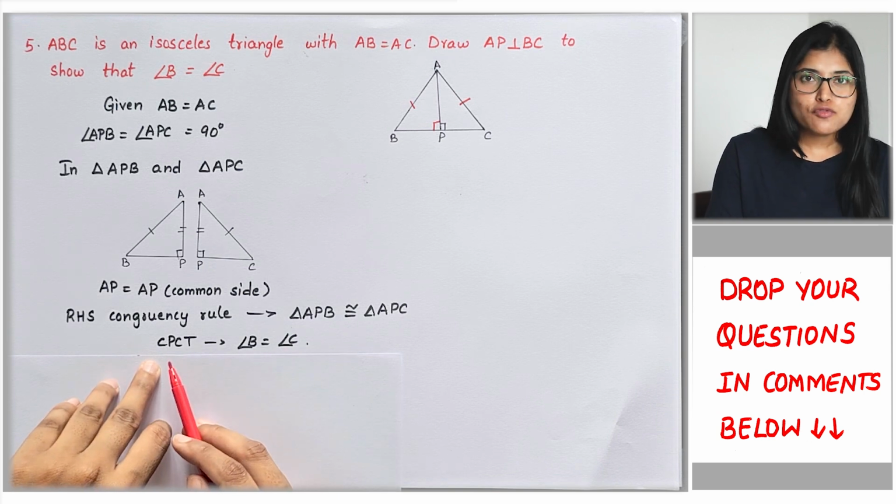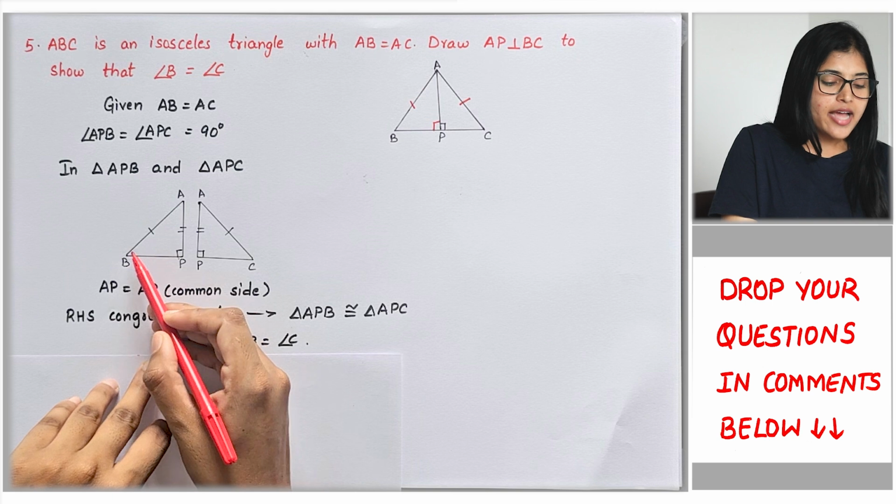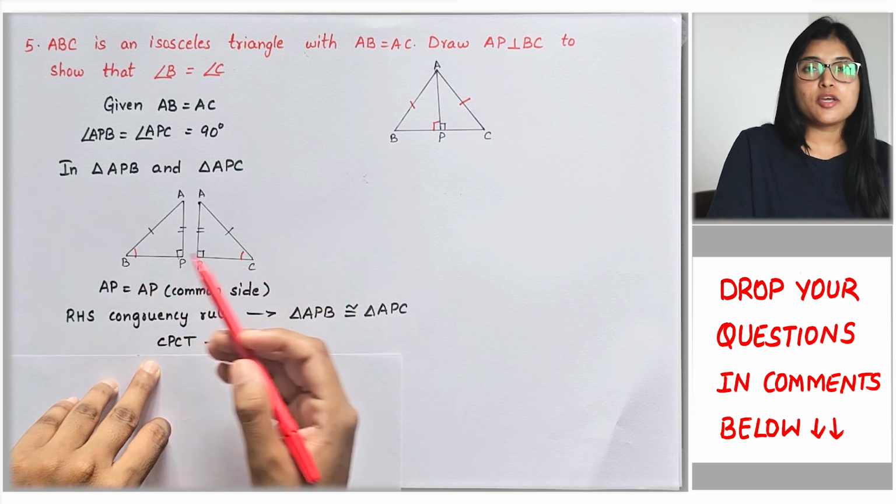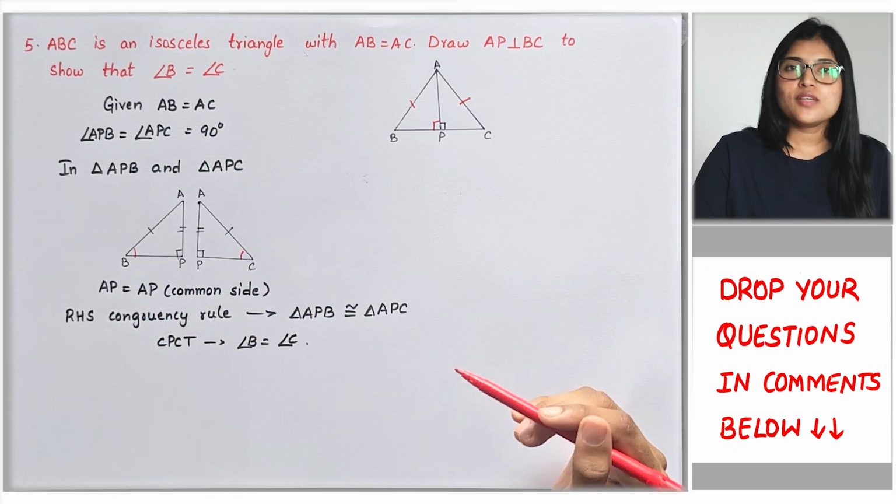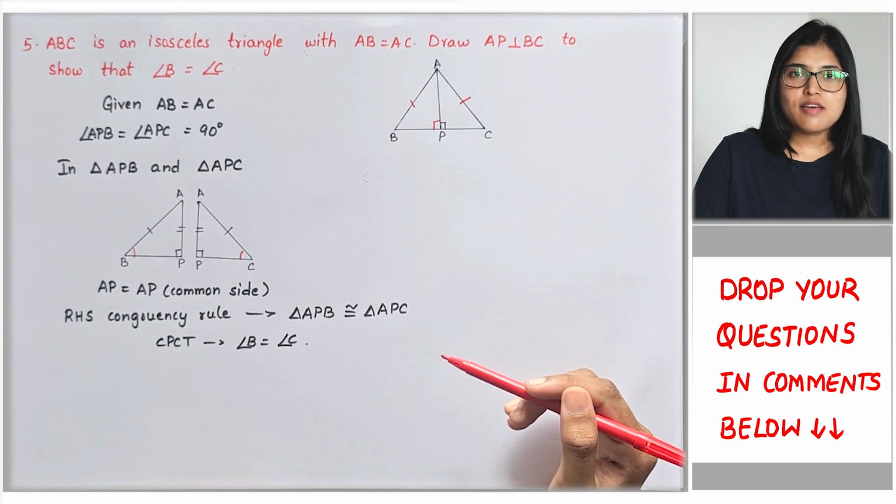So from common parts of congruent triangles, I can say angle B here is equal to angle C because these two triangles are congruent. With this, we have come to an end to chapter 7, triangles.